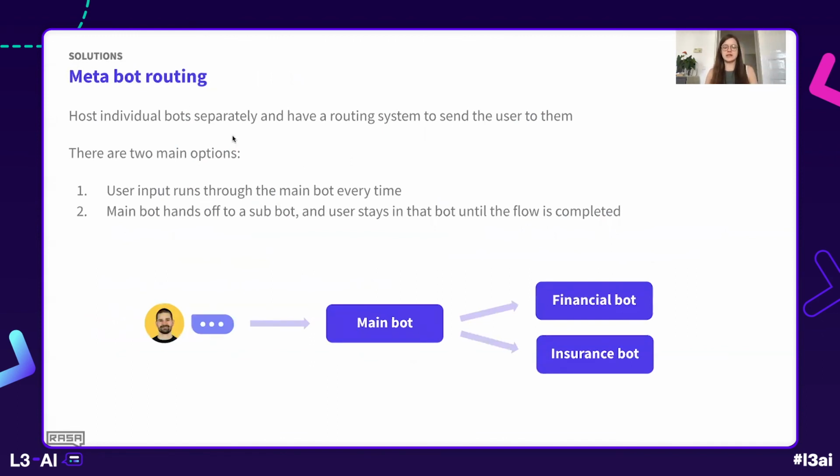The idea with metabot routing is that you host the individual bots separately, and you have a routing system to send the user to these separate bots. So you basically have one main bot, as you can see here, that then decides where the user should be sent based on what they have said. In this situation, there are two main options. You can either go with an approach where the user input runs to the main bot at every step of the way, or you can use the approach where the main bot will just hand off to a subbot, and then the user just stays there until the flow is completed.